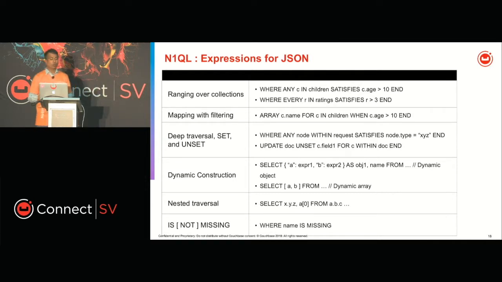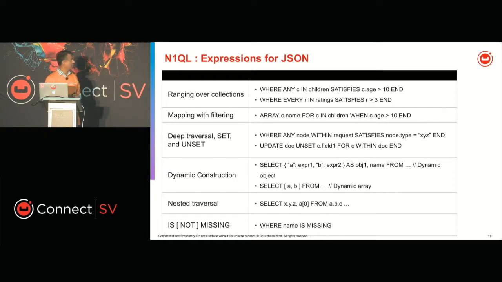Sometimes you want not just any, but every value in that collection to satisfy a predicate. So in the second example, I'm going through every r in ratings, which should be greater than 3. Every rating should be greater than 3. So these are all the constructs that help you address, manipulate, and filter arrays and objects and so forth, right?